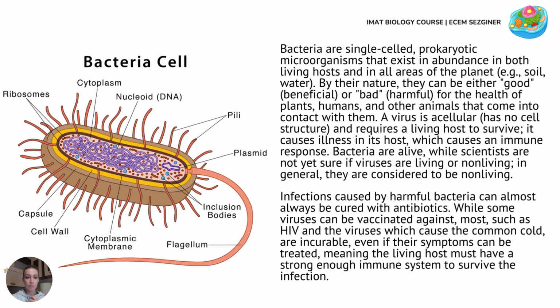Now you see a prokaryote type, which is a bacteria cell, on the image. Bacteria are single-celled prokaryotic microorganisms, and they are abundantly present in our world. They like to find hosts, if that's possible, but they can also live in nature, like soil and water. They can be both beneficial or harmful for the health of humans, plants, or other animals.